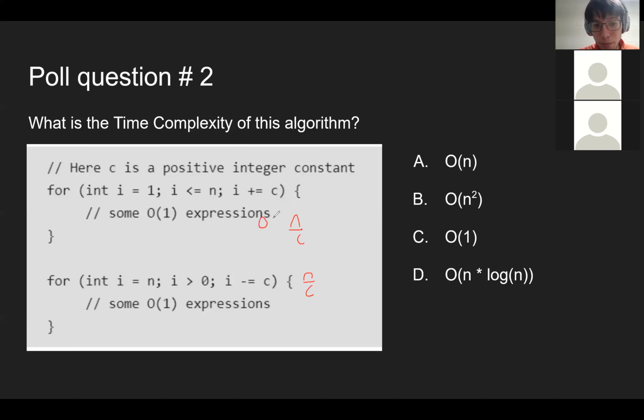So big O of n over c plus big O of n over c is just 2n over c in total, if we add the two up. And what this results in is a constant factor of 2 over c. We can just pull that out and not worry about it because it's a constant, right? So we just end up with big O of n.